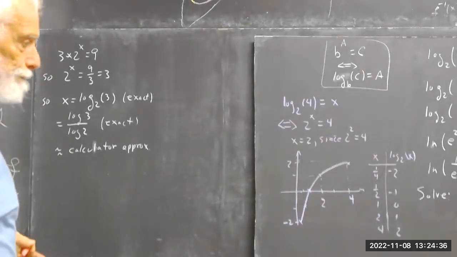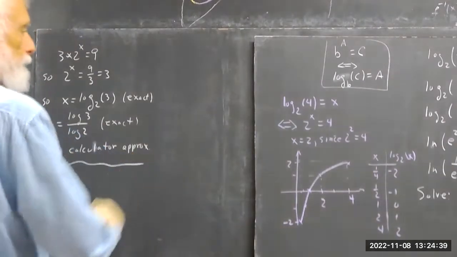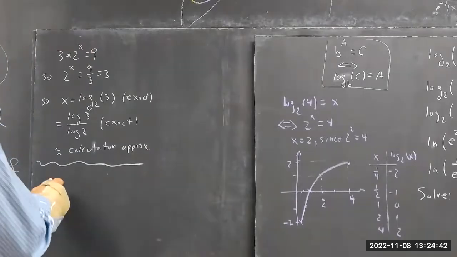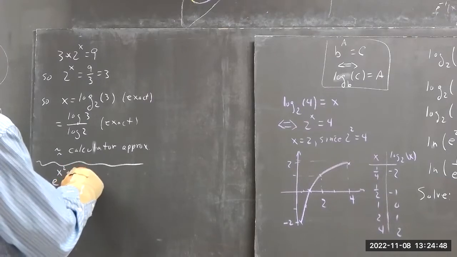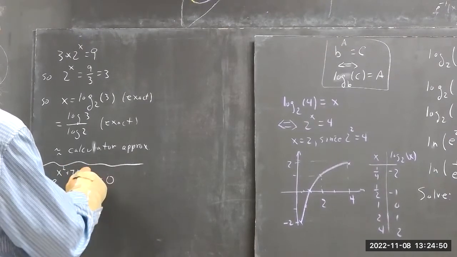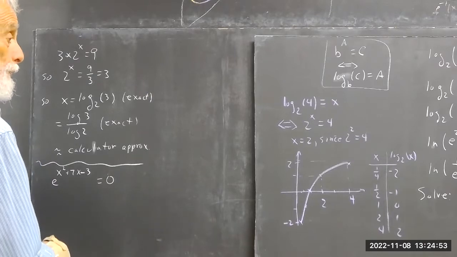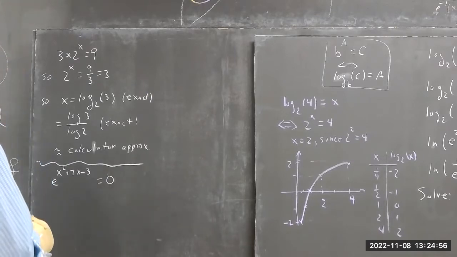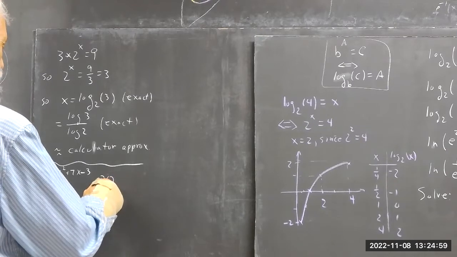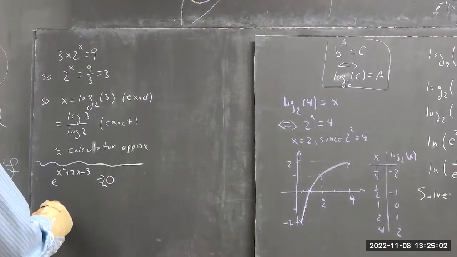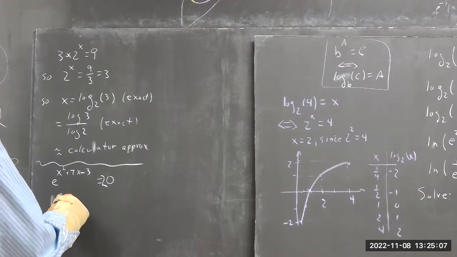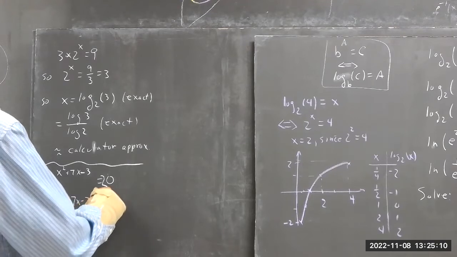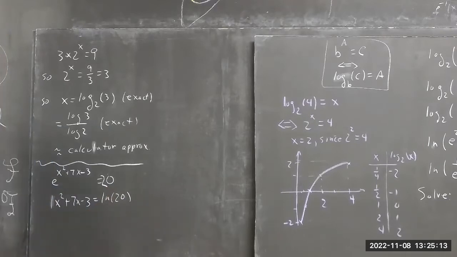That's how we solve the equation. Second equation: e to the x squared plus 7x minus 3 equals 20. That's not 0, it's 20. Okay, means that the natural log, well, x squared plus 7x minus 3 equals the natural log of 20. Natural log of 20 is just a number.